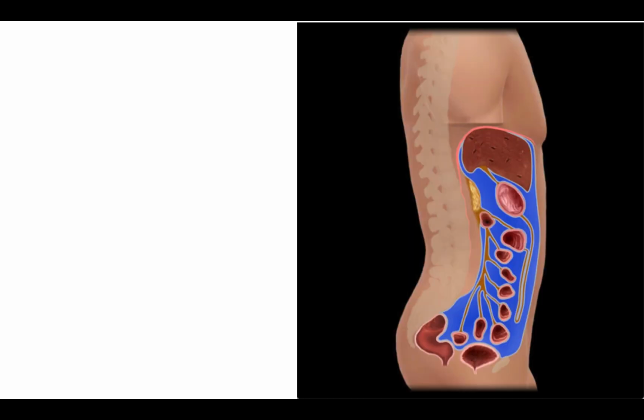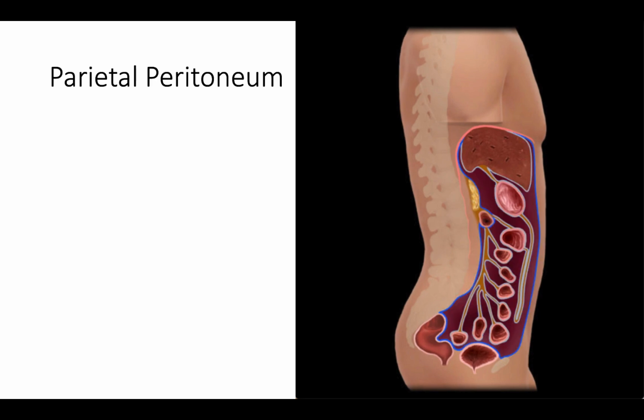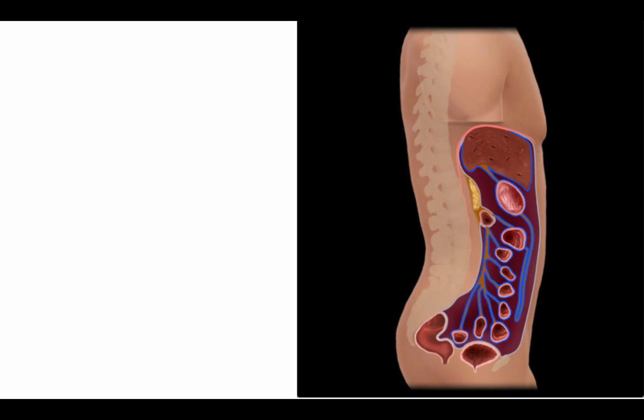Next we have the peritoneum. The peritoneal cavity is the space in the abdominal area that contains most of the abdominal organs. Some of the abdominal organs are retroperitoneal, meaning they're outside of the serous membrane. The parietal peritoneum is the layer of that serous membrane that lines the outside of the peritoneal cavity. And then the visceral peritoneum is the membrane that surrounds the individual organs inside the abdominal cavity.